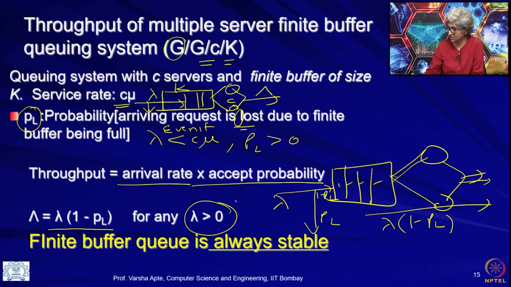We do not need to distinguish here between lambda less than C mu or lambda greater than or equal to C mu, because even if lambda is greater than or equal to C mu, loss probability will increase, and finally that is what takes care of the throughput through the system. And because there is a natural loss, finite buffer queues are considered as always stable. There is no stability condition as such. We do not have to say lambda less than C mu. They have a built in mechanism to keep themselves stable, which is the dropping.